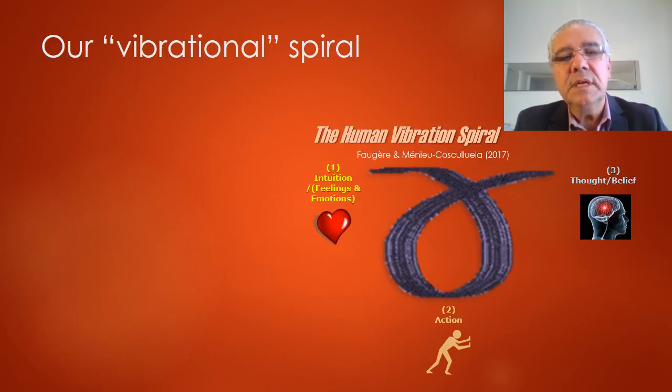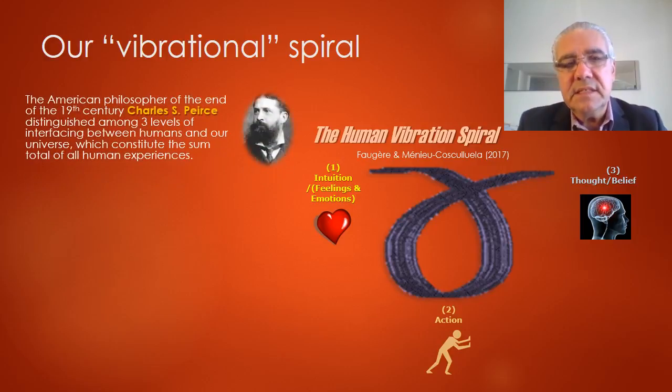The first category is what we call intuition, feelings, and emotions. This is the most basic level. Then the second level is the level of actions, that is, our interaction with our environment. And the third level is the level of assessment of that interaction, and we're going to call that thoughts and beliefs. So there are 3 fundamental levels.